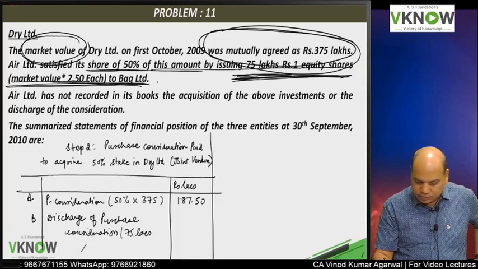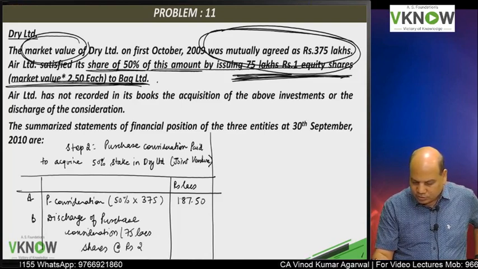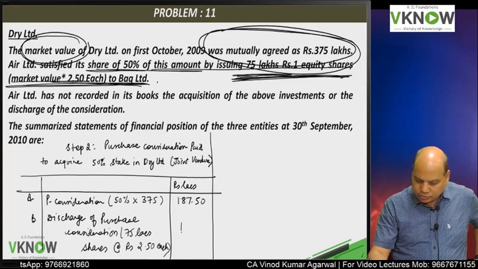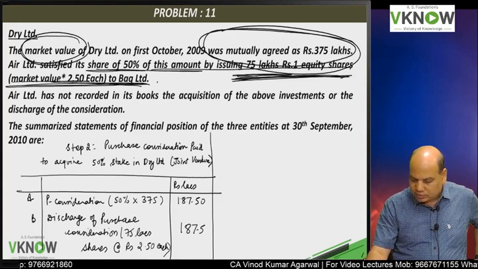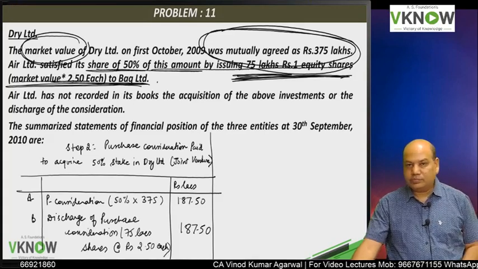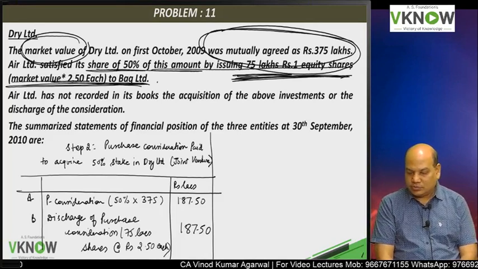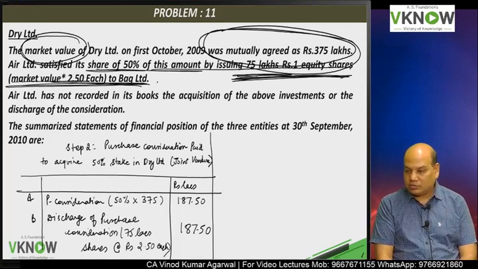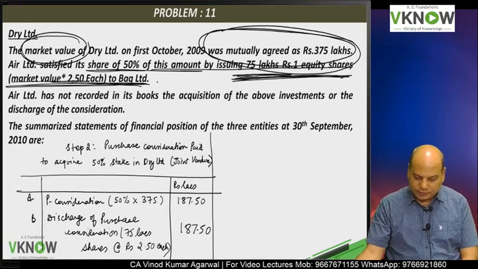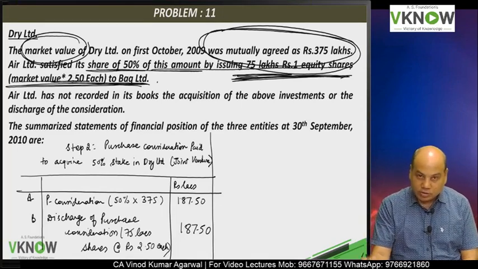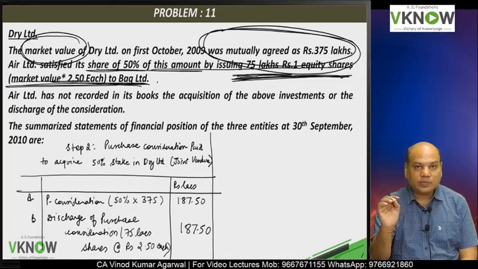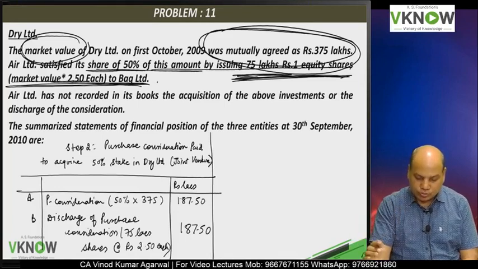Discharge of purchase consideration: 75 lakh shares at the rate of rupees 2.50 each, so that is 187.50. Okay. Now next line. So I hope you have written down step number 1 and step number 2.